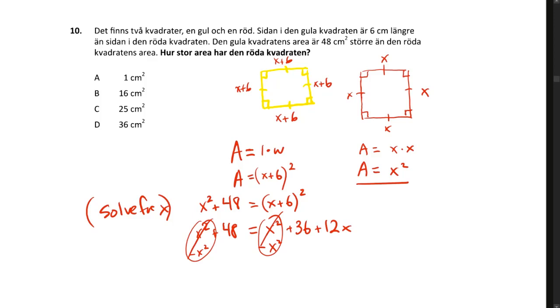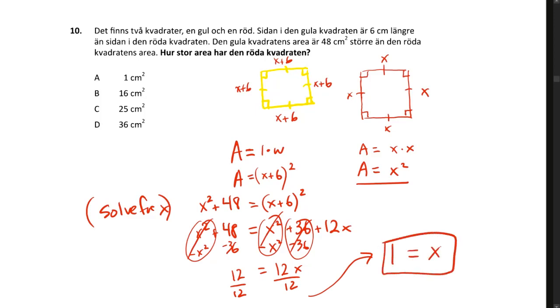Let's put the numbers onto the left side. So if I minus 36, 48 minus 36 is 12. Now we have 12x is equal to 12, so that's gone. And if we divide both sides by 12, we know that 12 divided by 12 is 1. So now we know the value of x. X is equal to 1.